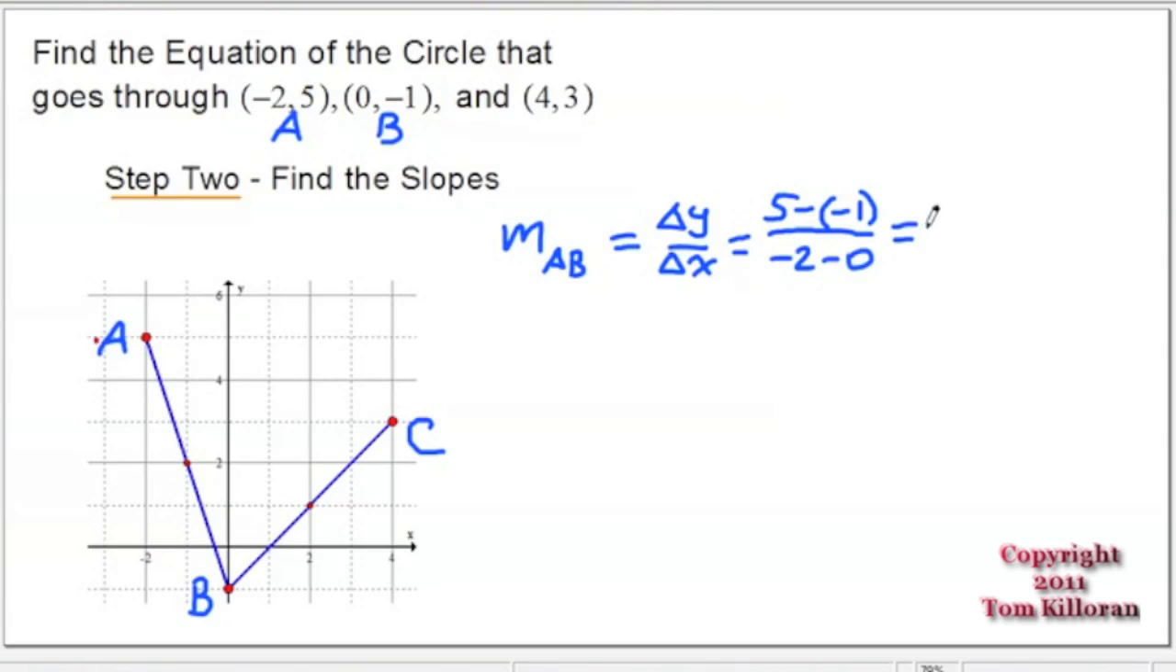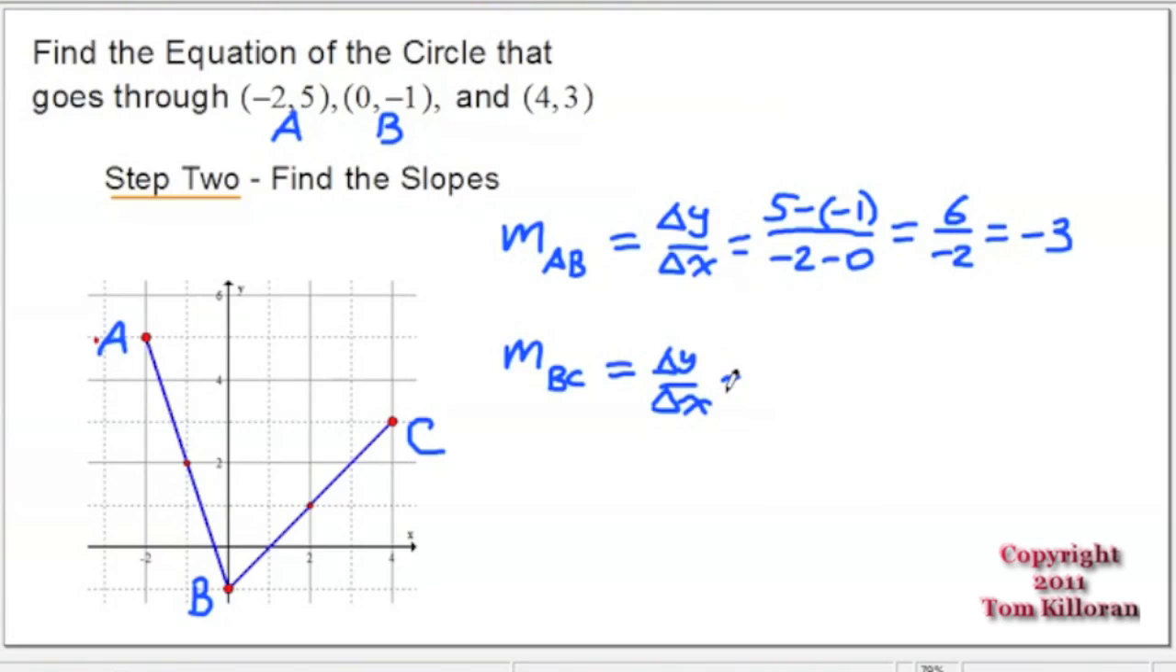So the top is going to be +6, the bottom is going to be -2, and our answer is -3. So the slope of line segment AB is down 3 over 1. Okay. And then we're going to do the slope of the other line segment, BC. Again, we're going to do change in y over change in x.